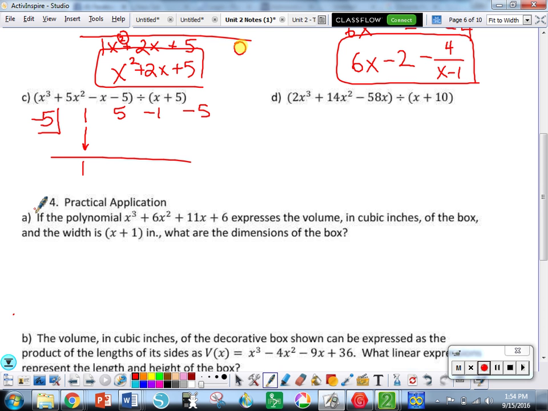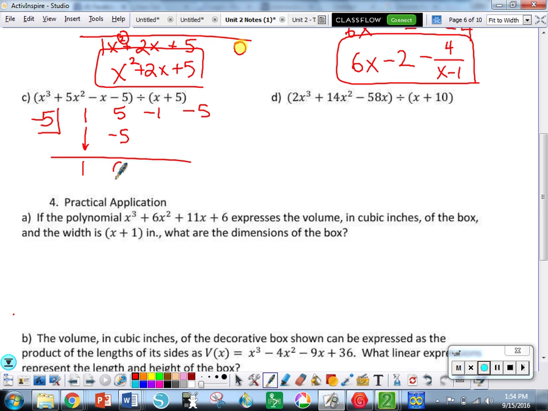Bring down the 1. Okay, ready? Here we go. Bring it down to 1. 1 times the negative 5 is?